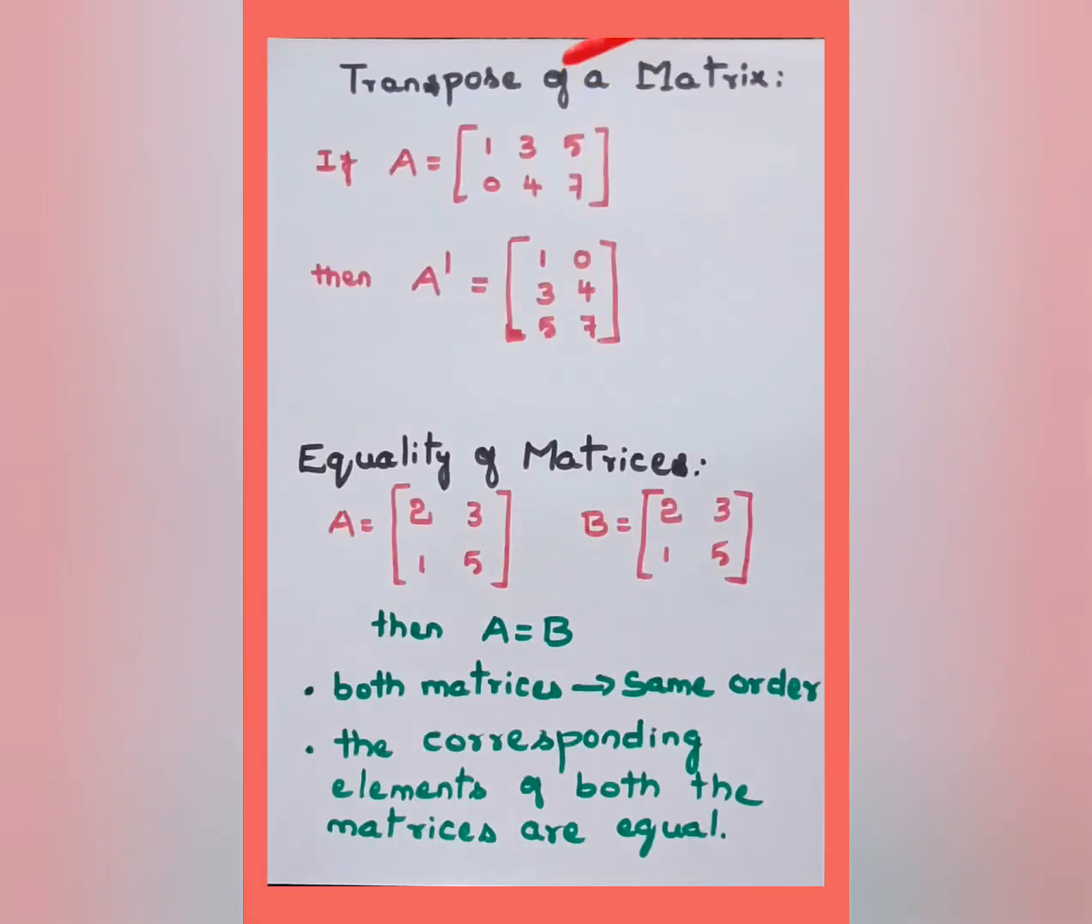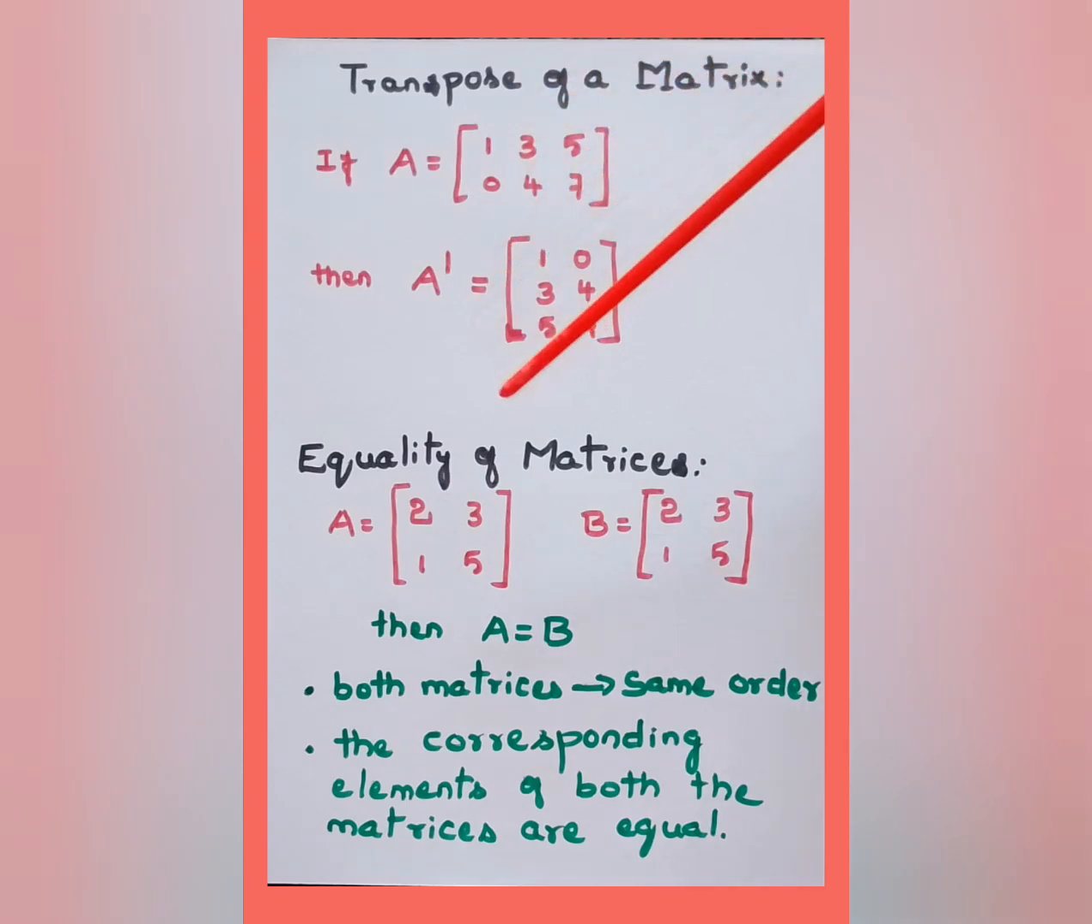Next, we shall see about transpose of a matrix. If A is equal to, you see the elements are given 1, 3, 5, 0, 4, 7, the matrix. The transpose of the matrix is written as A dash, and we write the first row as the first column, the second row as the second column. 1, 3, 5 you can write as 1, 3, 5 as a column. Next 0, 4, 7 is written as 0, 4, 7 here as a column. So interchanging of rows and columns, we get the transpose of the matrix. Okay.